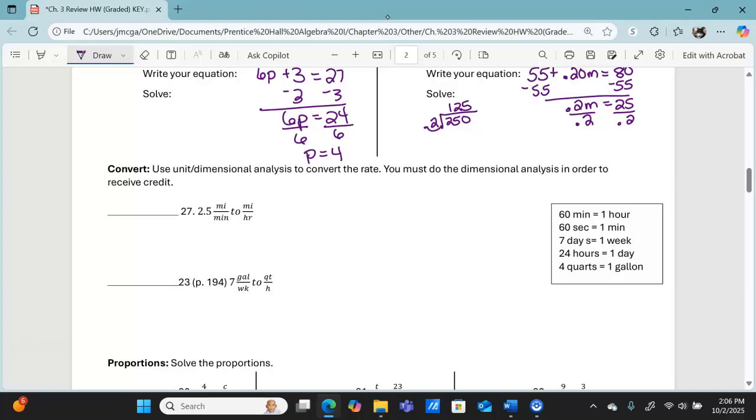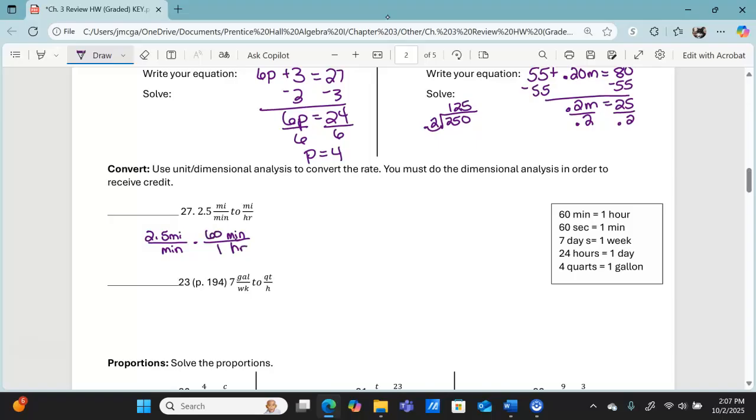In the chapter review was going from 2.5 miles per minute, and I'm going to write it like this. And I want to go to miles per hour. So I've already got miles in the top, which is what I want to go to. So the only thing I need to change is my minutes to hours. So if minutes is down here, it's got to go up here in order to cancel mathematically, because numerators and denominators of fractions can cancel. So from minutes, I can go to hours.